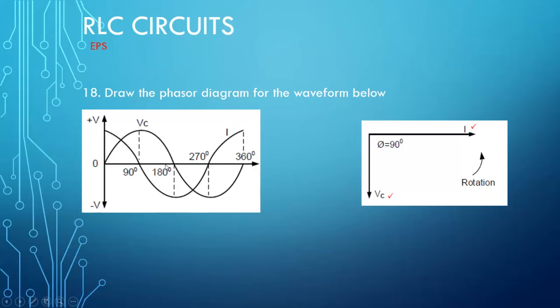Notice that there is 90 degrees between it, and which one is greater? I. So I is first. Do you see it? So I is 90 and V is 180. So it's 90 degrees later. So notice there's a 90 degree angle. The current is leading the voltage by 90 degrees. So looking at the rotation, which is always anti-clockwise, the current is then leading the voltage.